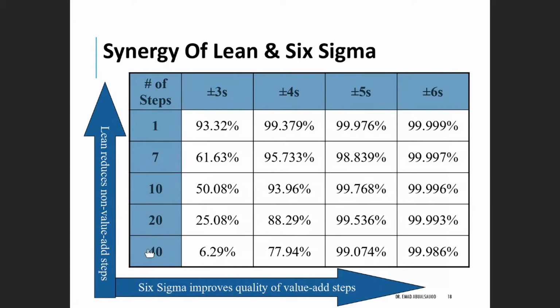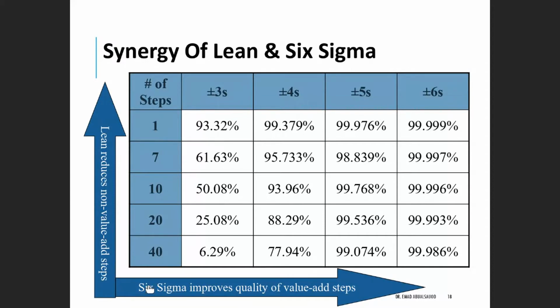And now we are talking about 40 steps that could be a source of variation. But this is just something I chose here in the table; it doesn't have to be exactly 40 or one step. It is here to show us how the number of steps in the process could cause variability, and it causes the decrease of the sigma level.